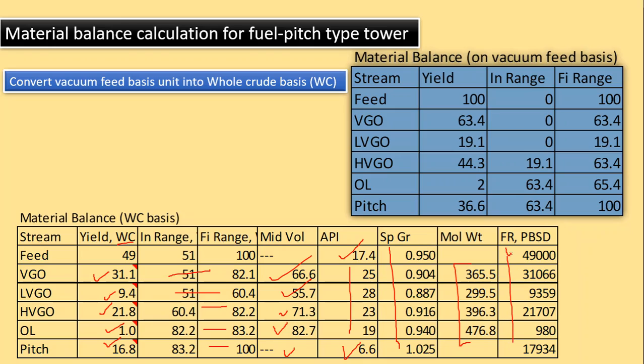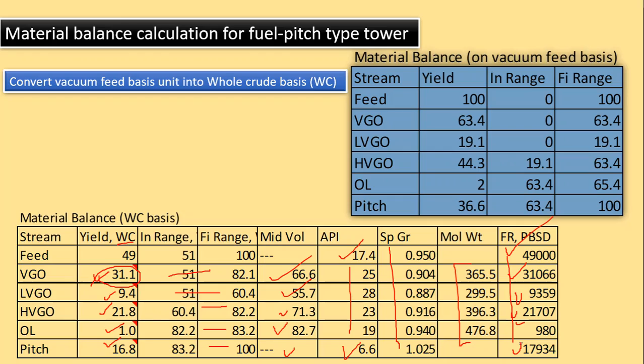And then we come to the flow rate. The flow rate of 49,000 is given. On the basis of yield, because this is 31.1, we can find out these values: 93, 21,980 and 17,934. These are the BPSD values of the flow rates of every stream.